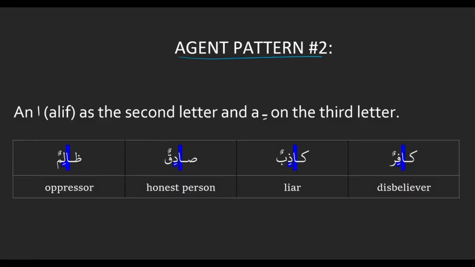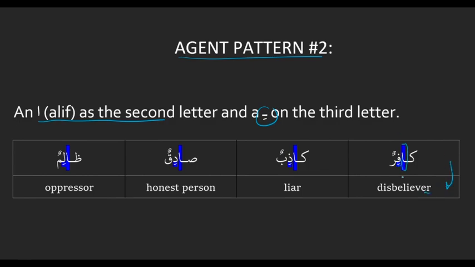So the first characteristic of agent pattern number 2 is you have an alif as the second letter of the word. And then on the third letter, you'll have a kasra. Okay? So here are your examples. Kafir, right? The second letter is an alif, and the third letter has a kasra. And then we see it translating as a disbeliever, right?